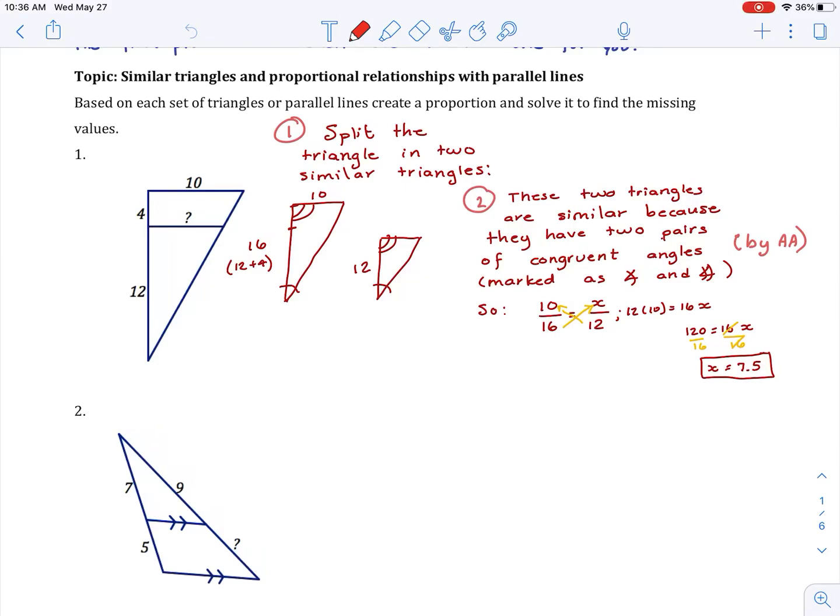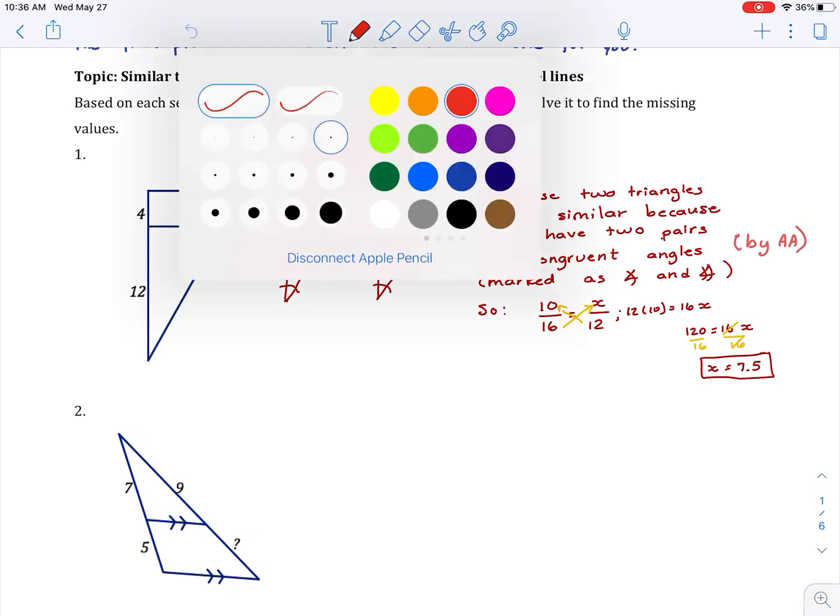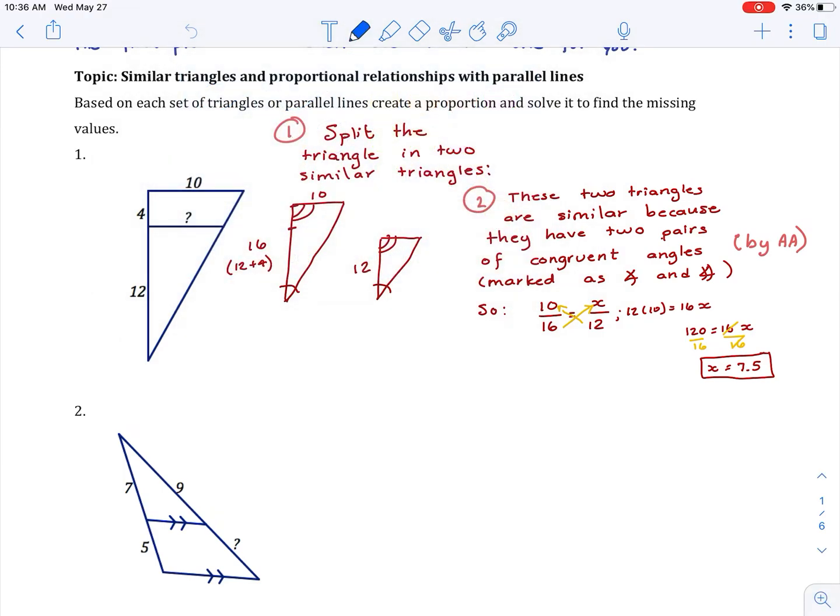Okay, Ags2, here's your study guide for the final test, starting in on number 1. Based on the set of triangles or parallel lines, create a proportion to solve and find the missing values. Okay, so you can see number 1's been done for you, and some steps are given. So hopefully that was a little bit helpful.